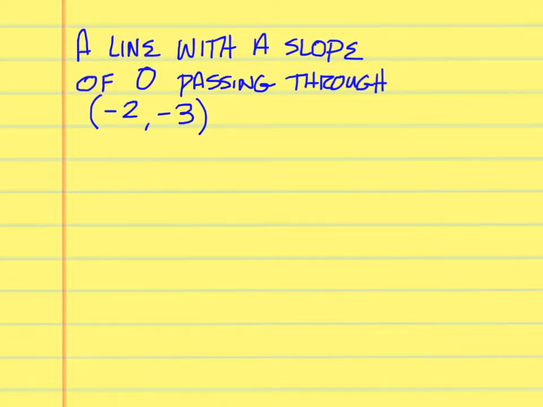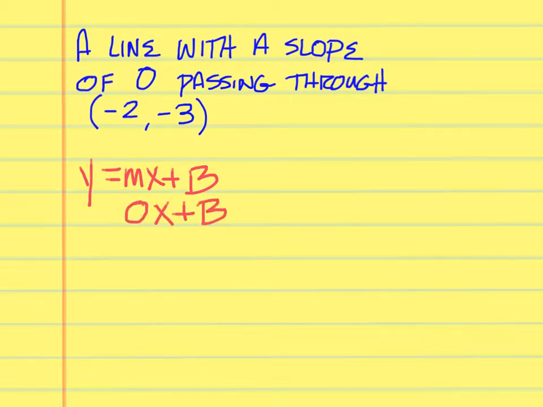To find the equation of the line with a slope of 0 and passing through negative 2, negative 3, you have two options that you can use. One is what I showed you, and we'll go through that. Y equals mx plus b, and you know that the slope is 0, so we can plug that in. You also know that the point is negative 2, negative 3. That means negative 3 here and negative 2 there.